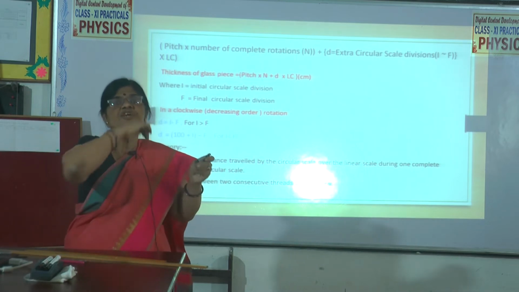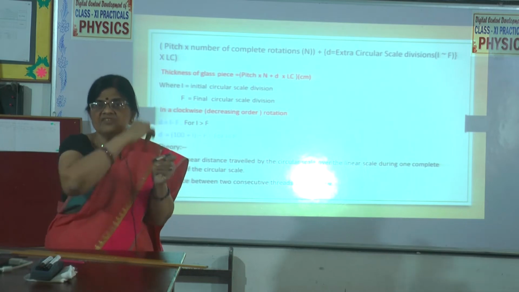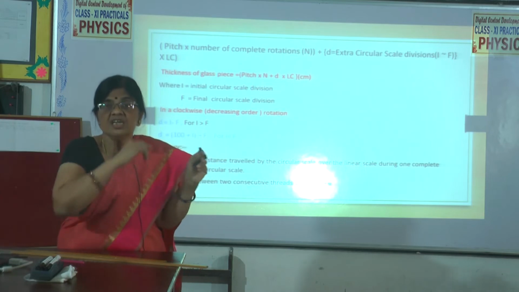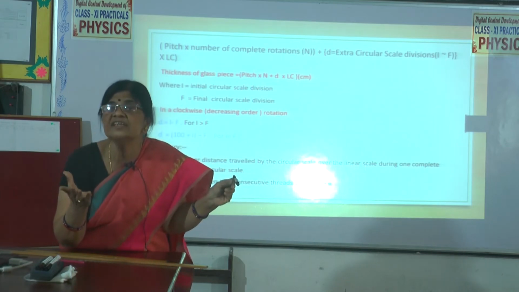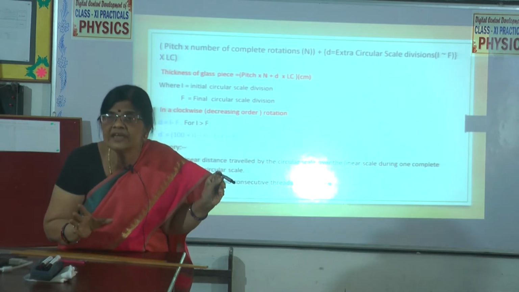Pitch means if you give a full rotation of the zero, that means 100 divisions rotate, how much distance does it cover? Here the circular scale has 100 divisions. If there is 1 complete rotation, how much distance does it cover on the linear scale? It has covered only 1 division. That means it has covered 0.1 cm.